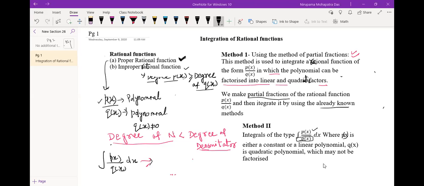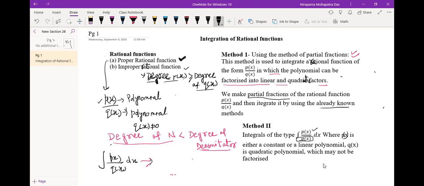To begin with integration of rational functions, how does a rational function look? A rational function is a function of the type p(x) by q(x), where p(x) is a polynomial, q(x) is a polynomial, and q(x) is not equal to 0. It means the numerator and denominator are polynomials, and specifically the denominator cannot be 0.